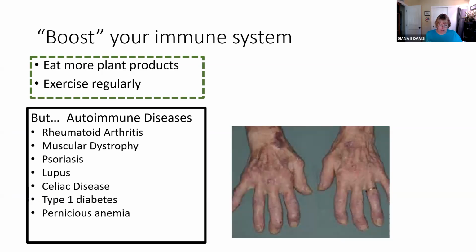People talk about supporting or boosting your immune system. Well, you can support your immune system by exercising regularly and eating more plant products. This is good. It helps your immune system stay healthy and functional. But here's the thing. There are all these people out there talking about buy this, buy that, boost your immune system. I do not want my immune system boosted because an overactive immune system causes autoimmune diseases.